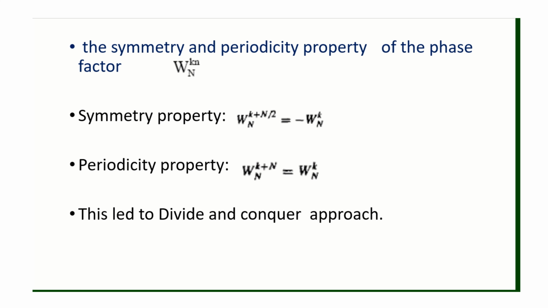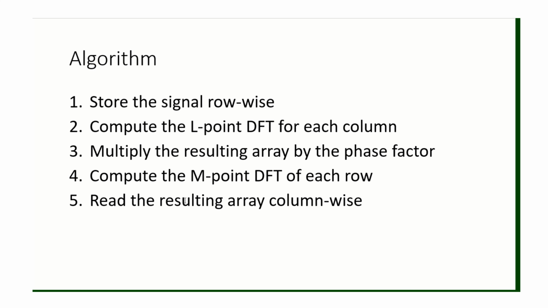Let us go through a brief idea of the algorithm for better understanding of the upcoming lecture. The algorithm is as follows: store the signal row wise, compute the L point DFT, then multiply the resulting array by the twiddle factor, then compute the M point DFT, then collect the resulting array column wise. This is how the algorithm works.